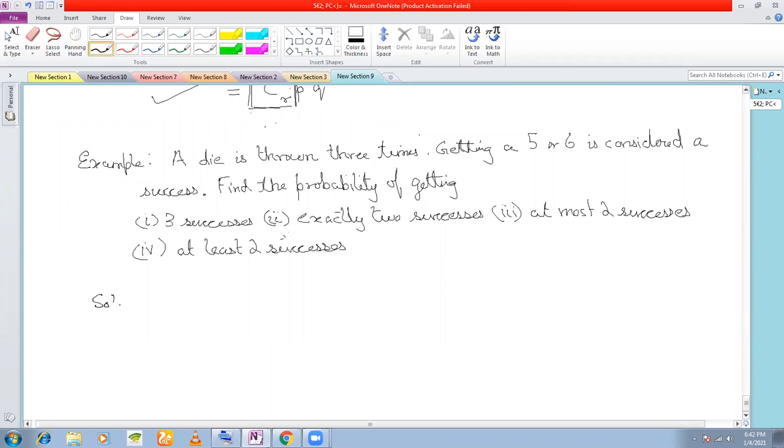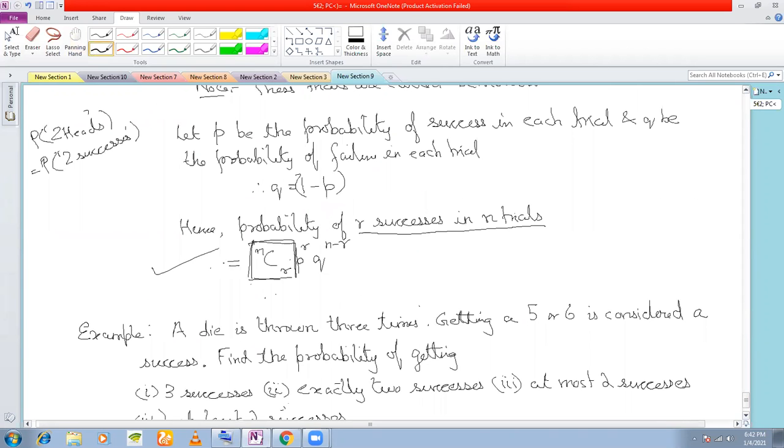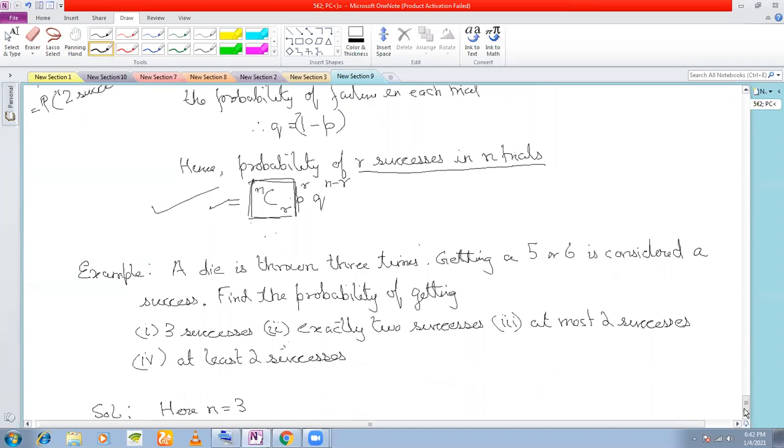Solution. Now let us see how to solve this problem. How many trials are there? There are 3 trials. So here n is 3, right? See the formula in n trials. So n is 3.